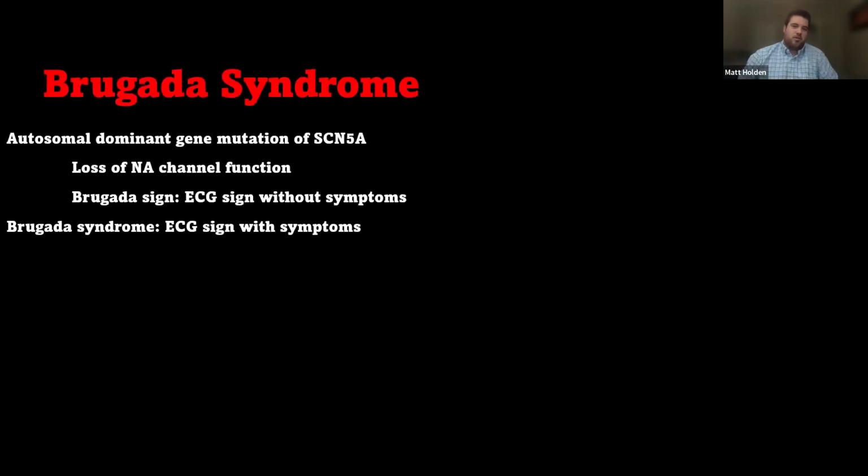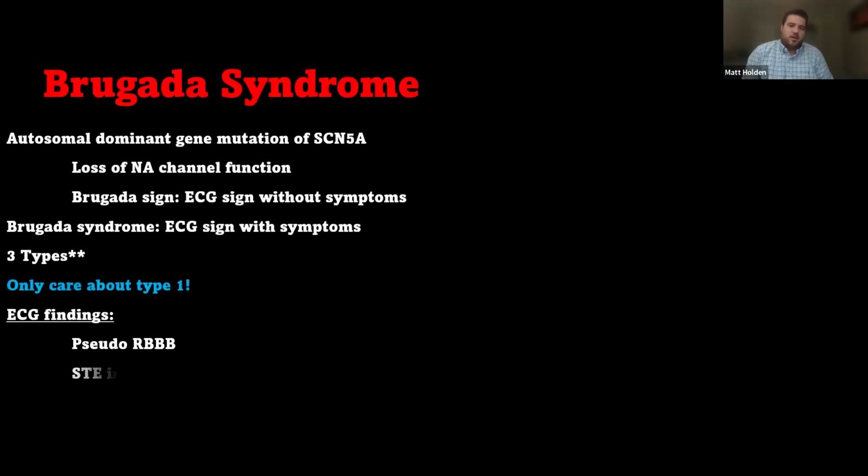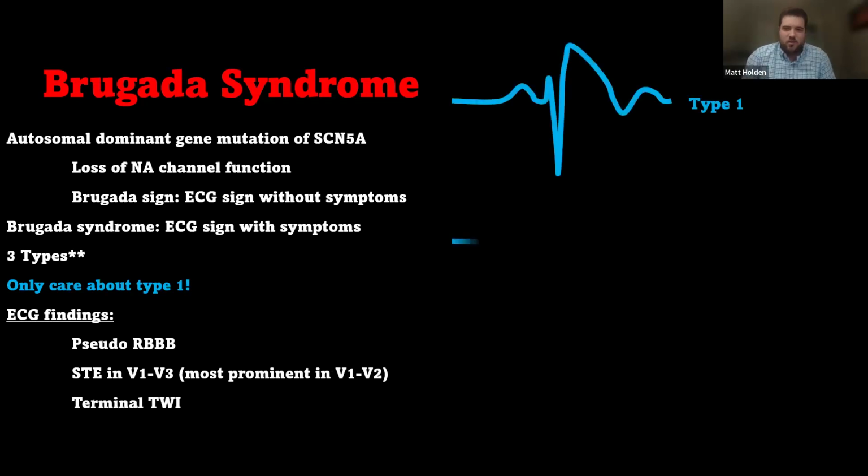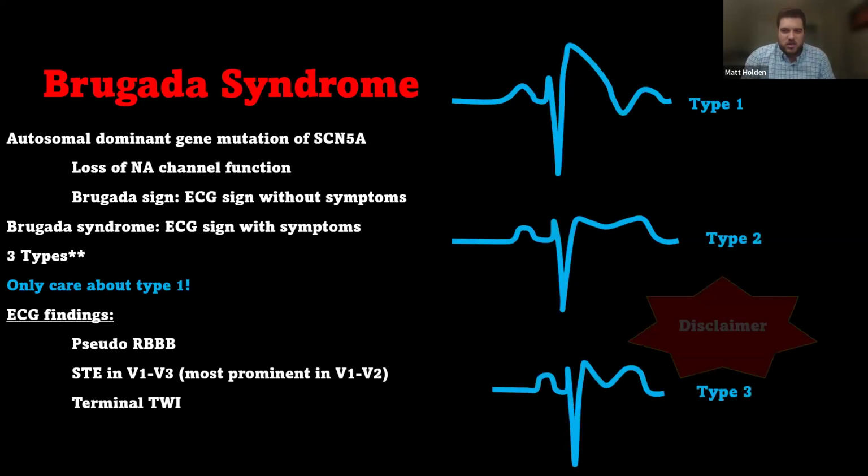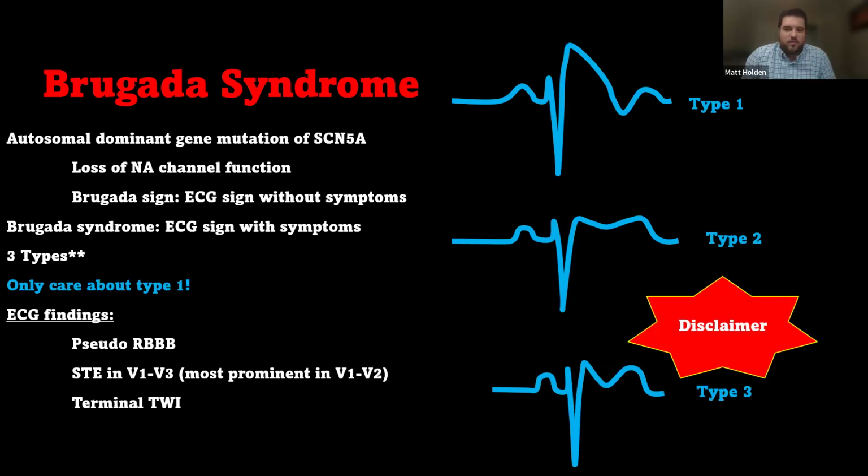Now, Brugada syndrome. Brugada is a very interesting thing. There are several conferences that like to change what's taught and the different types, but essentially it's an autosomal dominant gene mutation of the SCN5A. You eventually lose your sodium channel function.